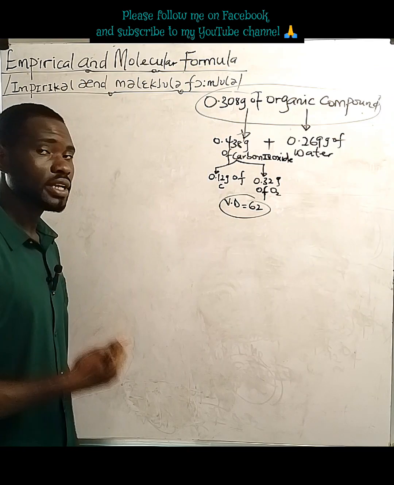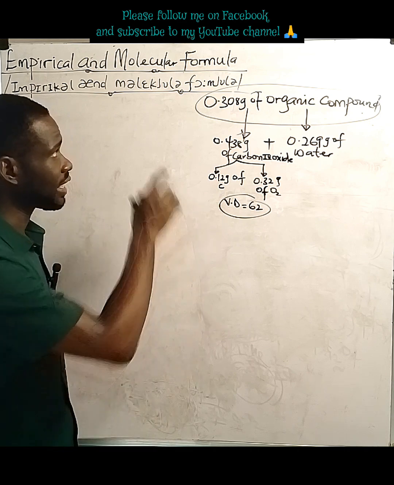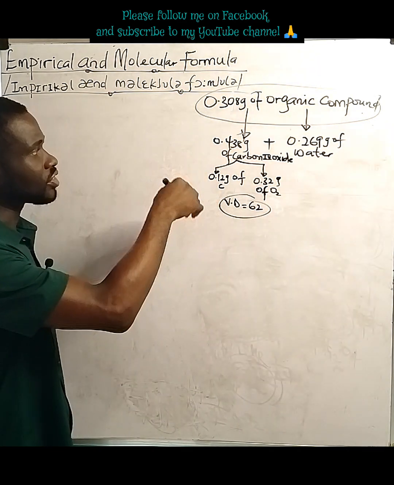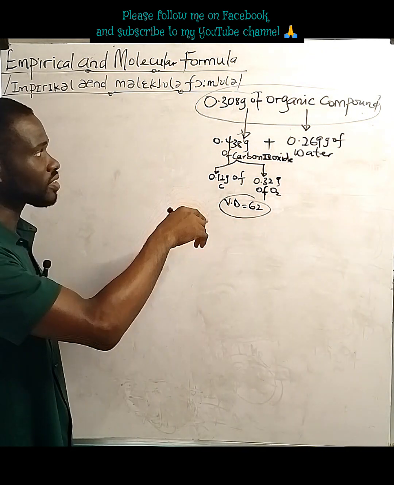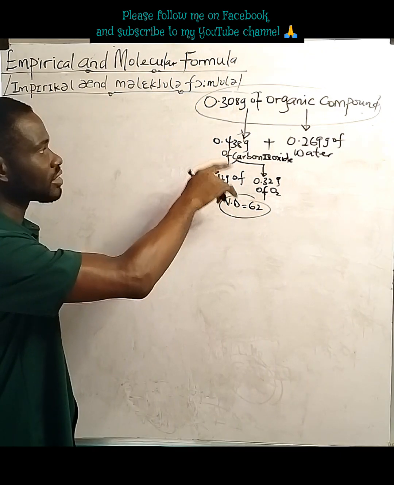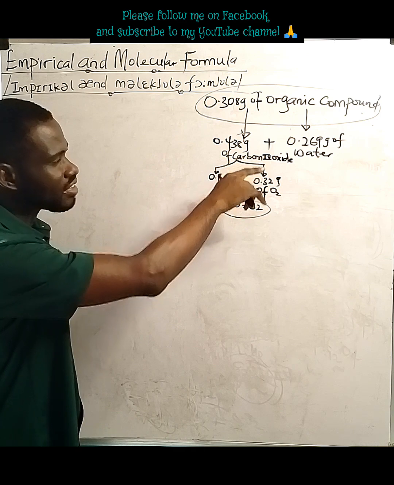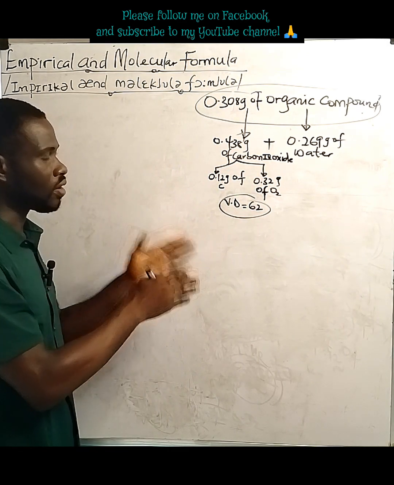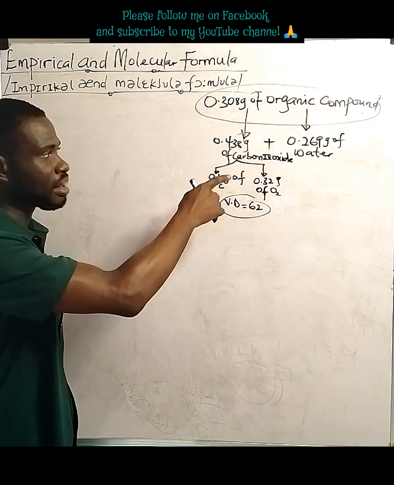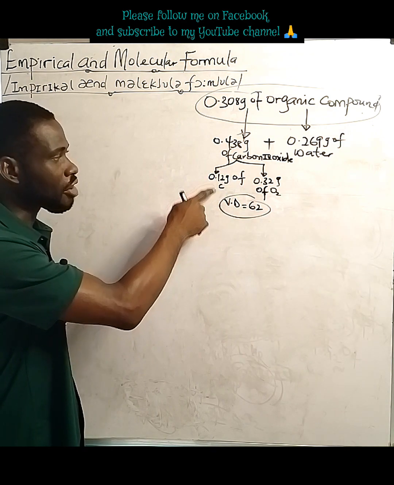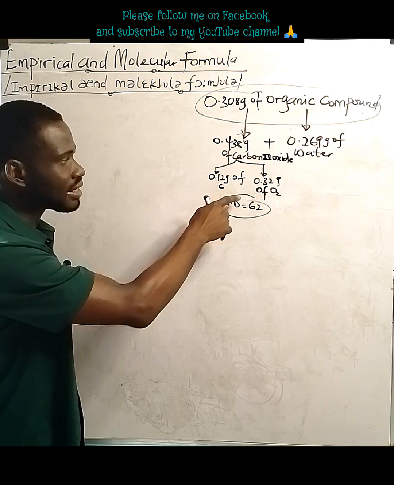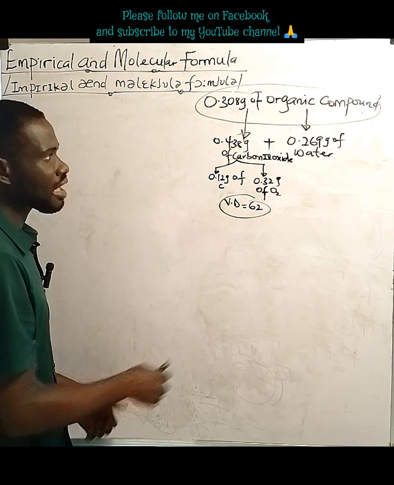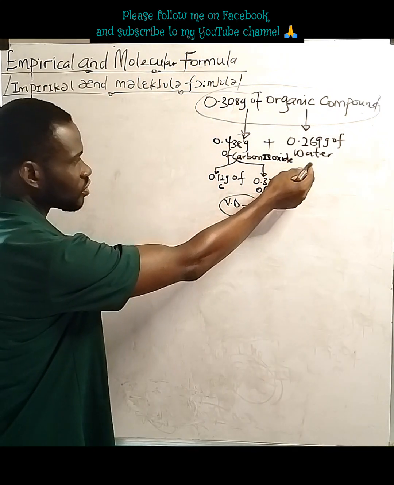So we've almost completed the analysis of the chemical compound. Don't forget that we are talking about 0.308 gram of organic compound. According to the question, it got burned or combusted to give us 0.438 gram of carbon dioxide and 0.269 gram of water. So we've completed our analysis on carbon dioxide. 0.438 gram of carbon dioxide will give us 0.12 gram of carbon and 0.32 gram of oxygen.